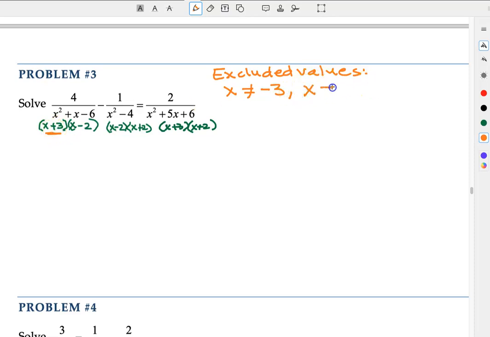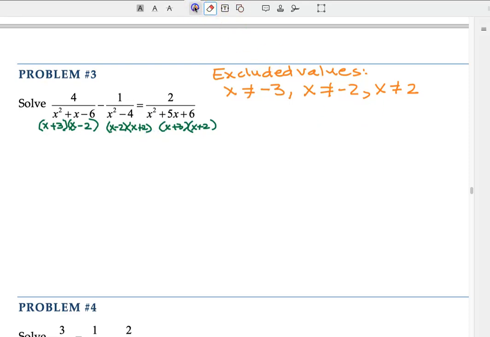What else can x not be? Negative 2. Yeah, because right here, if we put a negative 2 in there, that would make that 0. And one more, x cannot be just 2 itself. Yep, positive 2. So we can see where those are there. Okay, so let me get rid of that.